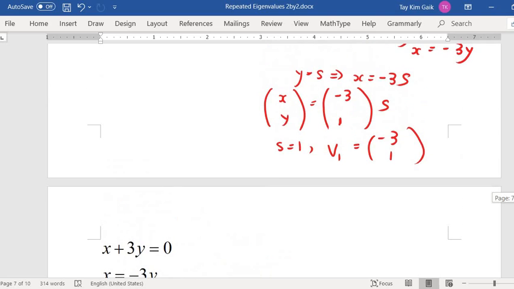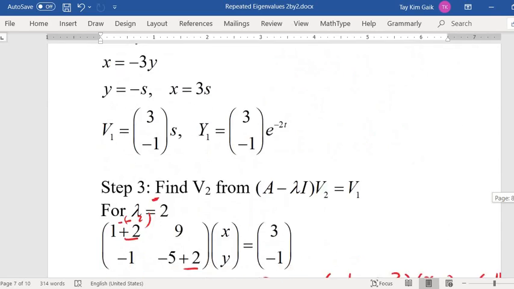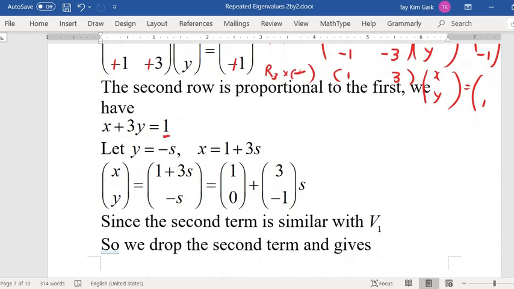So this one I put is y equal to s, because the typed and what I written is different. If I let y equal to s just now, then I have x plus 3s equal to 1. So my x is actually 1 minus 3s.